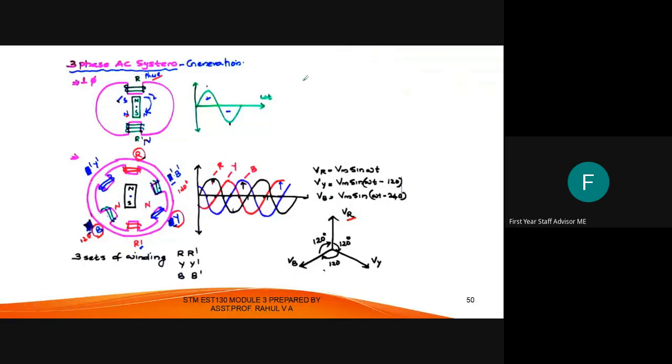Okay, again we will draw that waveform. First you draw the x-axis and y-axis. Then you draw the R winding because that is our reference. This is the waveform of the R winding, and we know that this is 360 degrees.